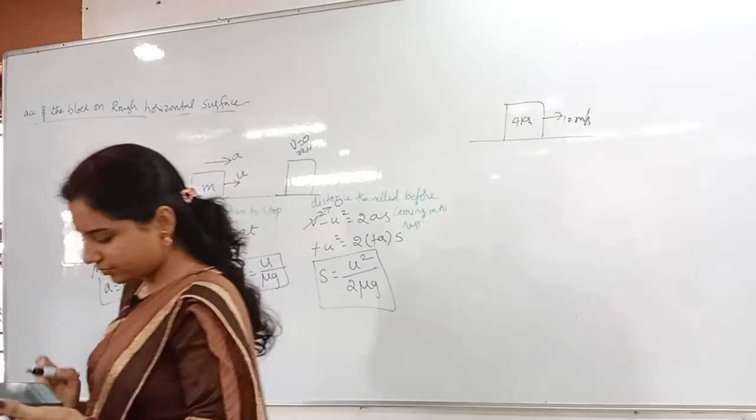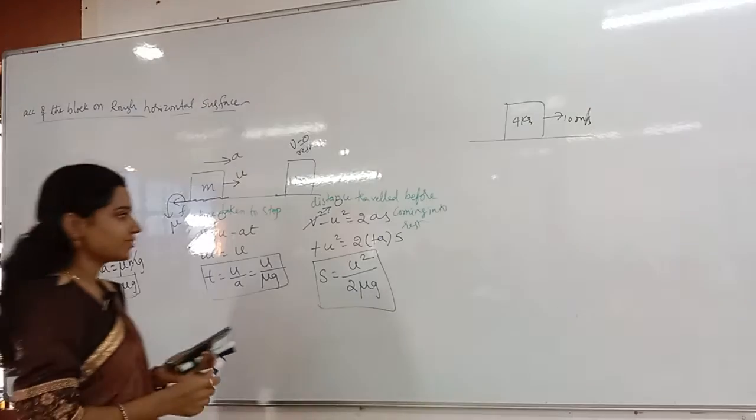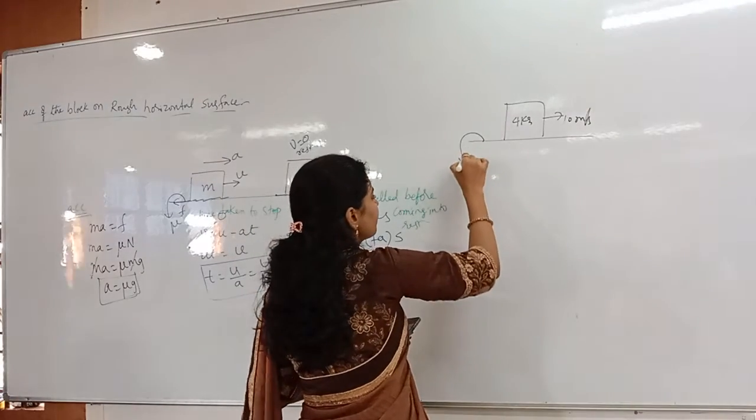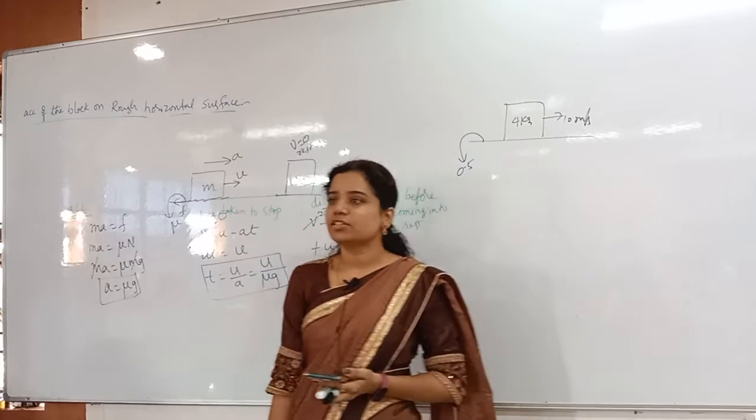Find the time taken when it stops. 2.5. Check properly, check. Did I give the mu value? Mu is equal to 0.5. Mu is 0.5. 2 seconds is the answer.